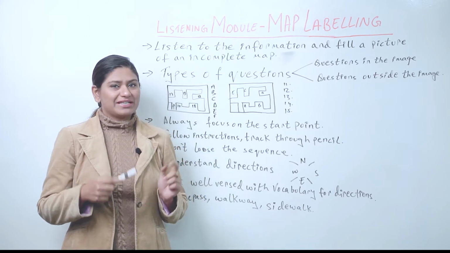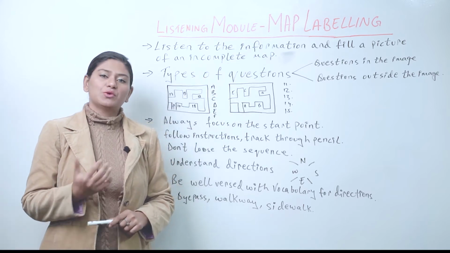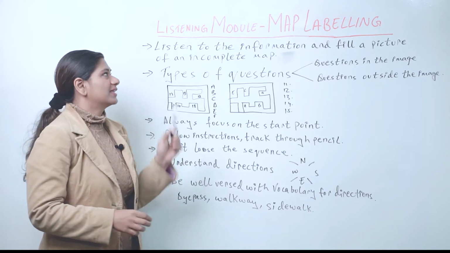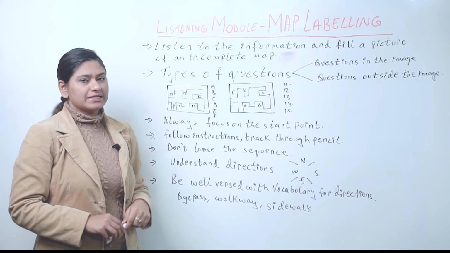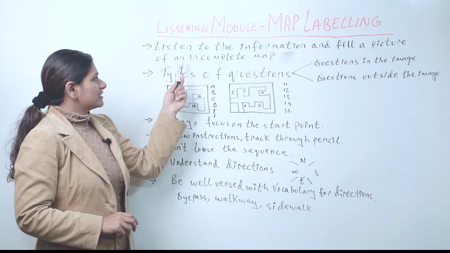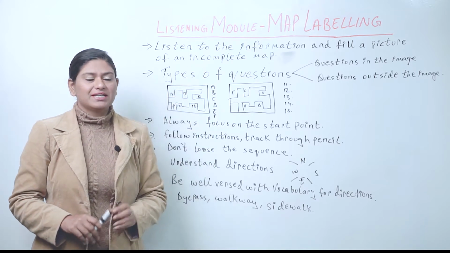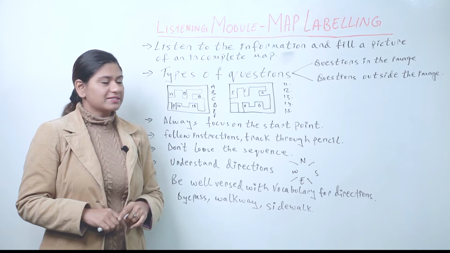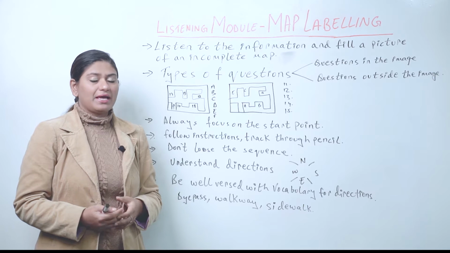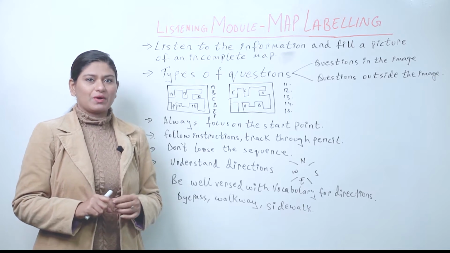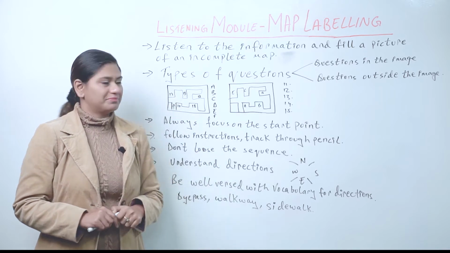Now coming back to the lesson, today we are going to discuss what is map labeling and how to deal with these kind of questions in the listening section. So first of all, let's discuss what exactly is map labeling. Listen to the information and fill a picture of an incomplete map. That is what exactly map labeling is. So in these questions, you would be given an incomplete map and you're supposed to listen to the audio and fill in wherever there are blanks on the map.